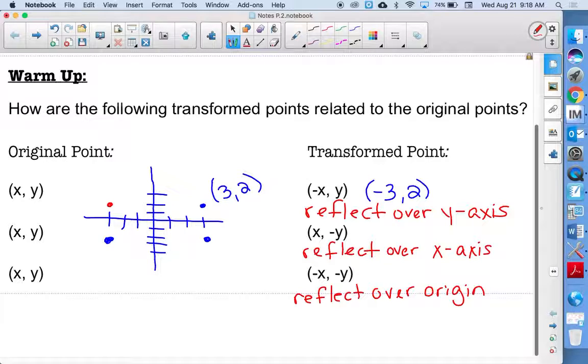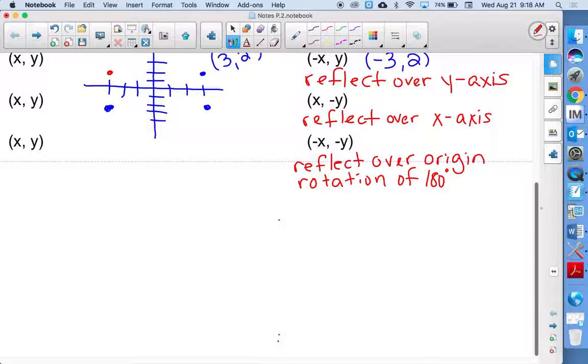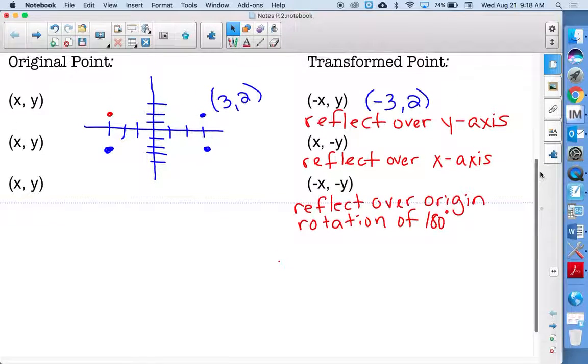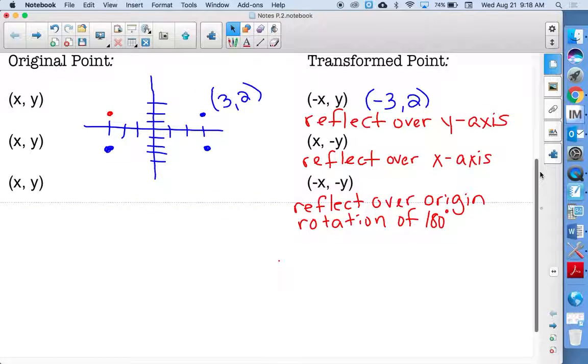This guy right here, it's like bumping or hopping right over the origin. You could also say that it's a rotation of 180 degrees. Either one. And that goes back to a geometry thing when you're rotating 180 degrees. So you're also reflecting over the origin. We'll use reflections in graphs more than we would use rotations of things. Questions?